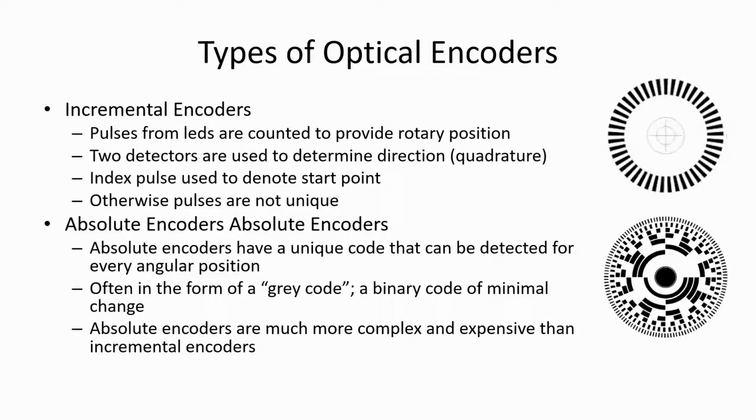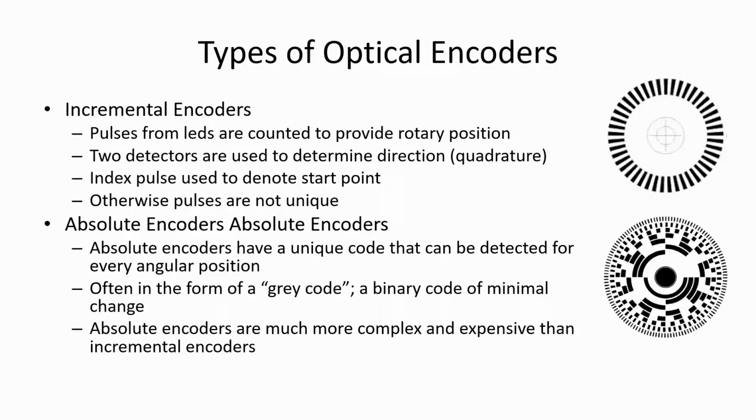Absolute encoders have a unique code that can be detected from any angular position. So it gives a somewhat accurate angular position. In the previous one, the index pulse needed to be noted to know the position, otherwise the position reference will be lost. Here, the encoder is encoded in such a way that it gives every angular position without any indexing.